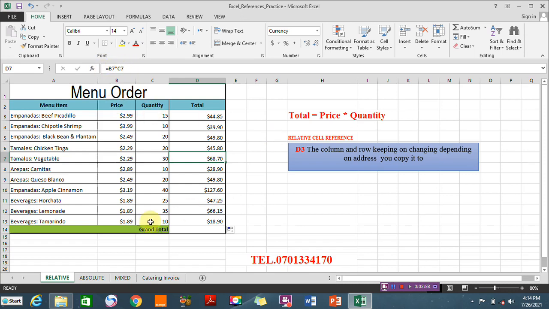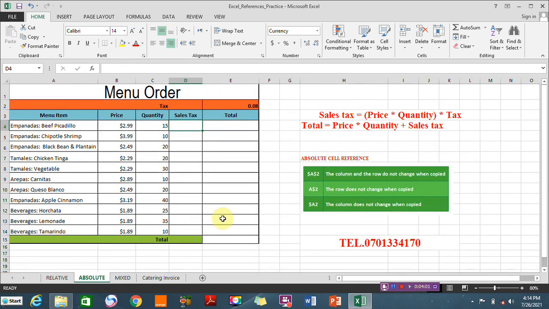Are we together? Now, when we come to the absolute, absolute is the opposite of the relative. That means that you may be in need of, let's say, making some things static or not changing. We shall be able to make them absolute and leave those that you want to be changing to be relative. Are we together? So now, in our example here, the sales tax is the price multiplied by the tax. That means that we are going to be multiplying all these ones by this one. So the E2 has to be absolute, whereas these ones have to be relative. Let's try it and see.